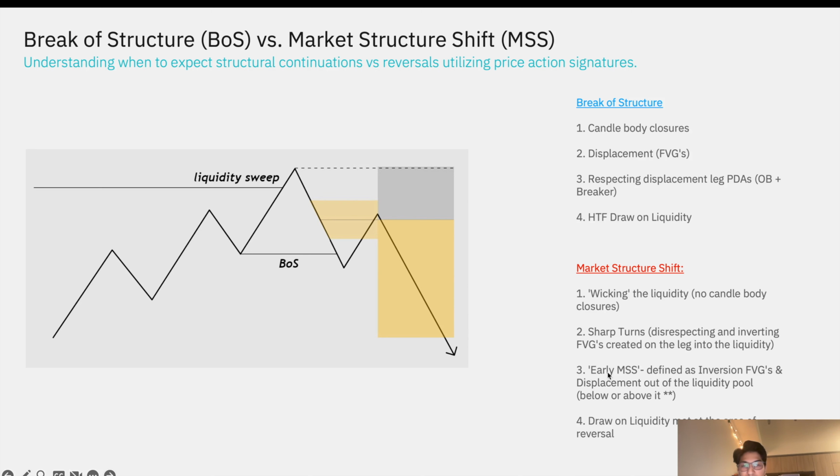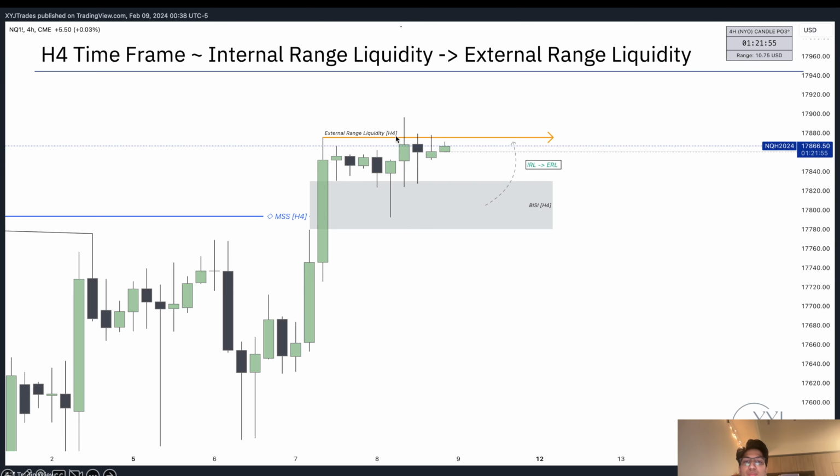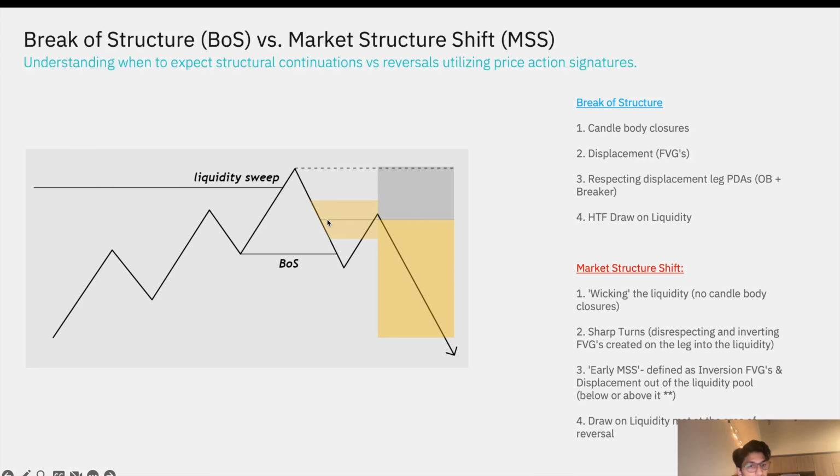Now, this can also be seen with early market structure shifts, right? This is defined as inversion fair value gaps. And like I said, displacement out of the liquidity pool, which would be right here, this 4-hour liquidity pool, which we actually broke above, signifying now we're in bullish market structure, which is in this market structure shift.